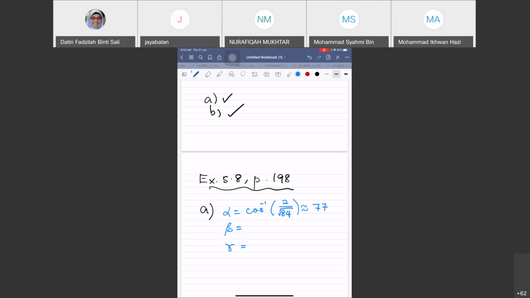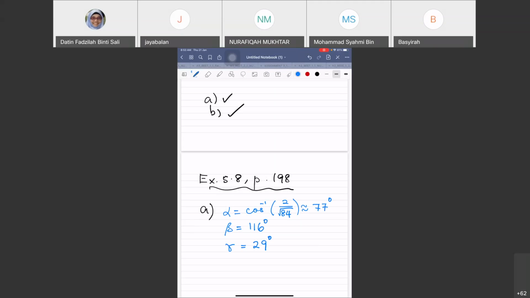Okay. What about beta? 115. 116. Is it 115 point something? What's the decimal? 116, madam. Okay, so if you round to the nearest degree, 116. Okay, gamma? 29. Okay, yes, all right.